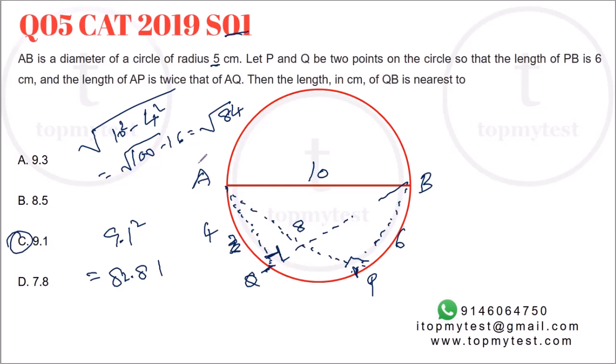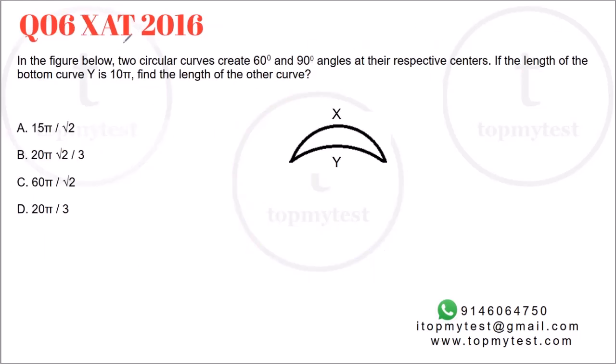Job done. The last question is from CAT 2016. A lot of students find this a little painful because of how it is initially given to them. If you draw the full circles, then your job is pretty straightforward. Let's see what the question says. In the figure below, two curves create 60 degrees and 90 degrees at their respective centers. If the length of the bottom curve y is 10 pi, what is the length of the other curve?